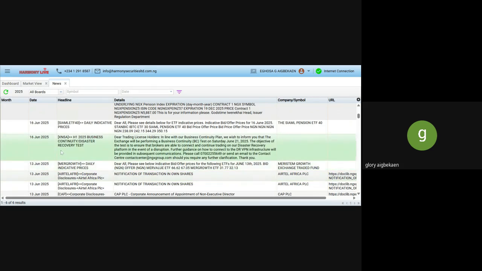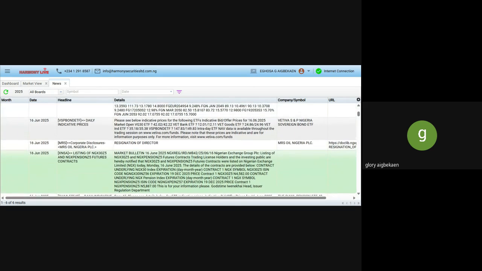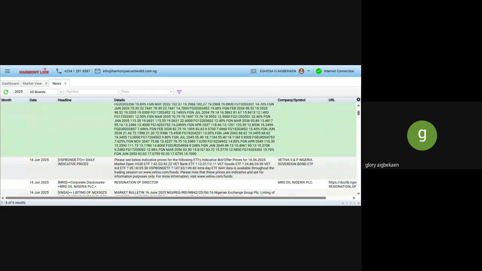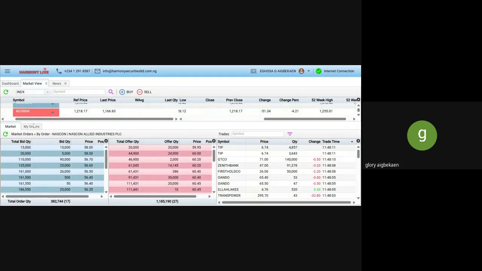This is where we started. This is 16th of June, that's today. This is where we started seeing news today. So there's no negative banking news. So what must have happened? So let's go back here.